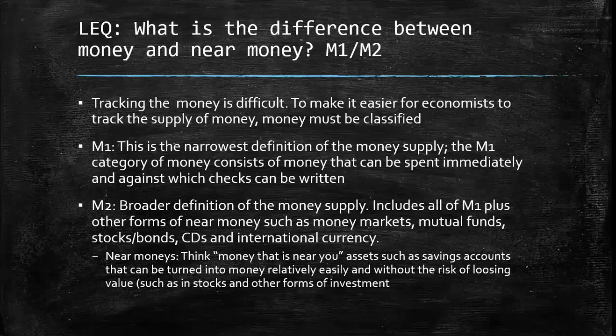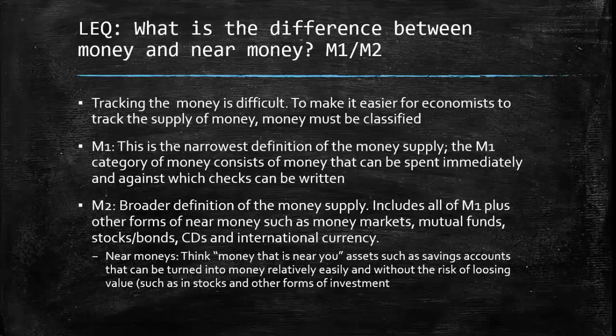So M1, what does M1 include? So think about all the different types of money out there. We have dollar bills, we have coins, we have checking accounts, we have savings accounts, we have investments, we have stocks, we have bonds, we have CDs, we have money markets, we have mutual funds, we have derivatives, all this crazy stuff I'm going to teach you guys in the financial literacy unit. So M1 is the narrowest definition and simplest forms of money.